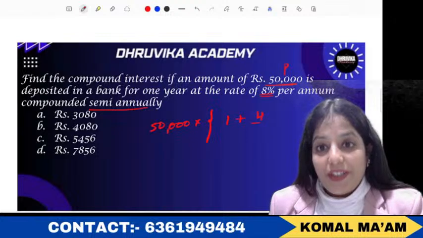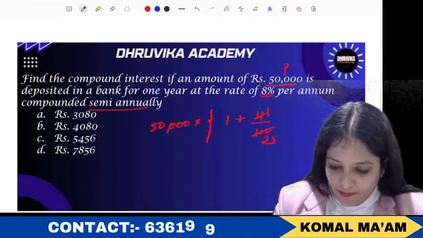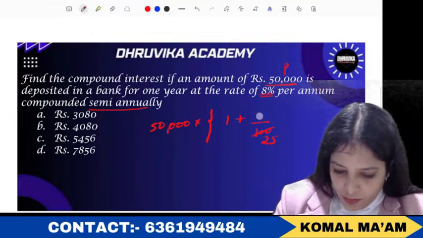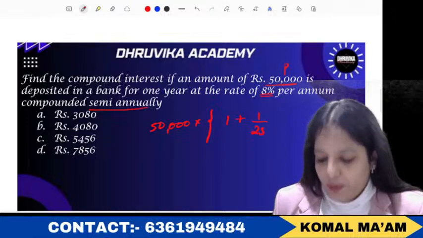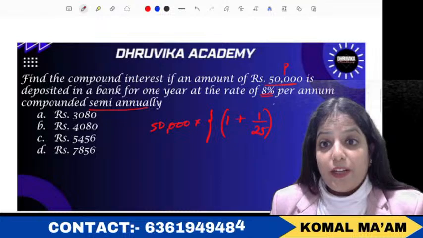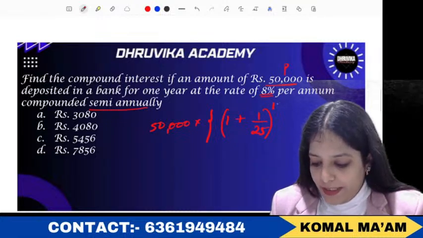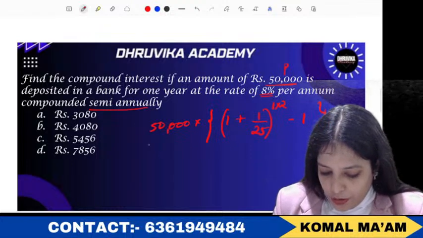See, if you don't remember, just divide it. You will understand. Okay. So we'll do all the fractions in the batch, don't worry. So 4% is equal to 1 by 25, raised to the power n. n was 1, right? So it will get multiplied by 2, then minus 1. Okay. So you need to find compound interest.